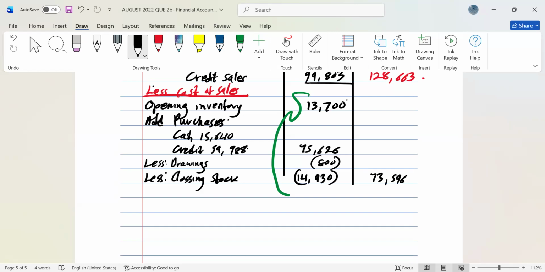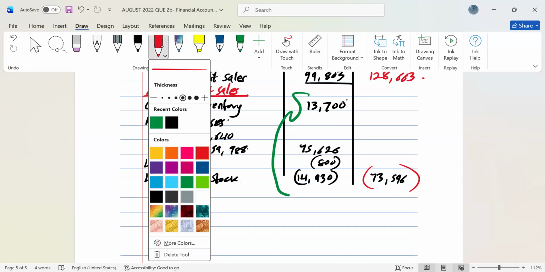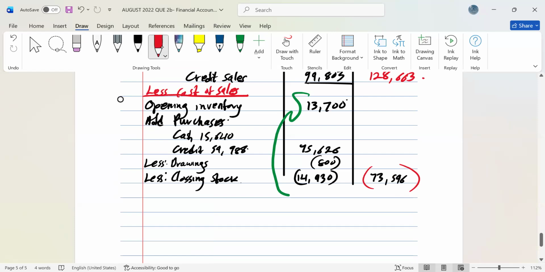And because hapa juu tulisema less, we are going to less it from the sales. If we less it from the sales, whatever we're going to get is what we refer to as gross profit. So our gross profit is going to be how much? What's the answer here? Are you getting 55,067?